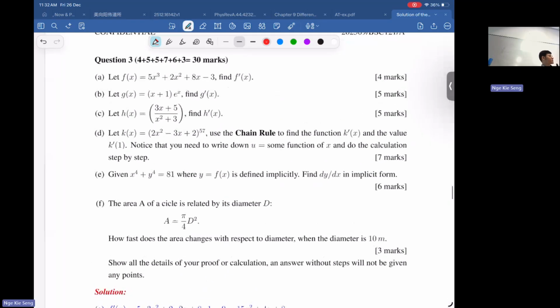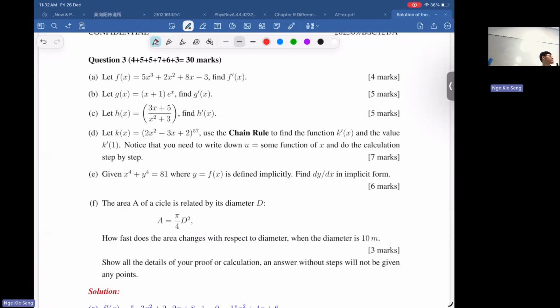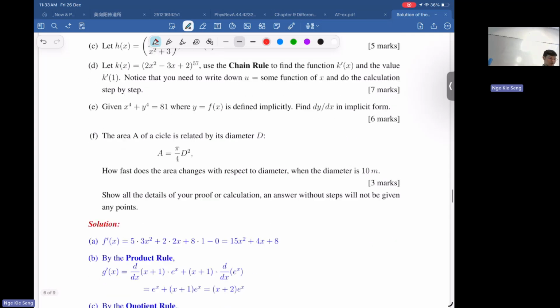Okay, for this question, is there any part you want me to go through in detail? I think this part is quite straightforward. Any question you want me to go into in detail? If not, then I'll go to question 4.